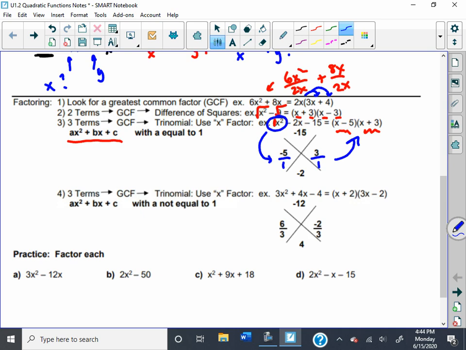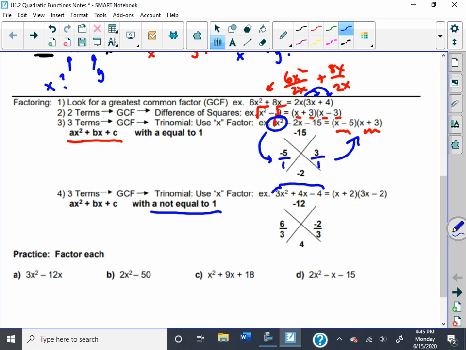But here the a value is not 1. Okay, in this example, a is positive 3. 3x squared plus 4x minus 4. So here we have to multiply the first and last. We get negative 12. 3 times negative 4 is negative 12 on top of our x. And our middle term is 4. That goes on the bottom. So we're looking for 2 numbers that multiply to negative 12 but add to 4. All right, so that's going to be positive 6 and negative 2. 6 and negative 2 multiply to negative 12 but add to 4.